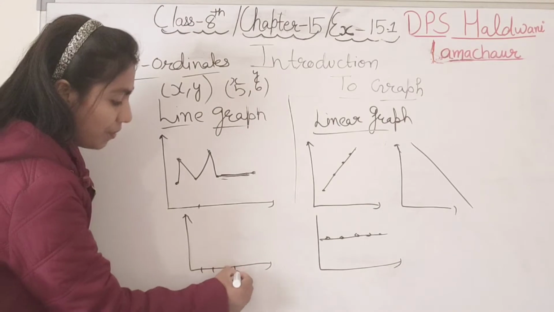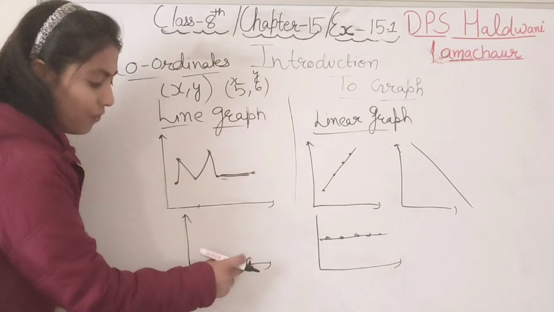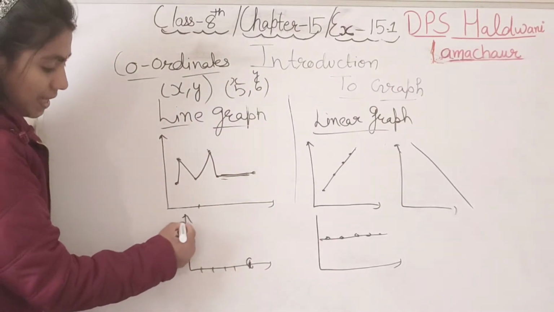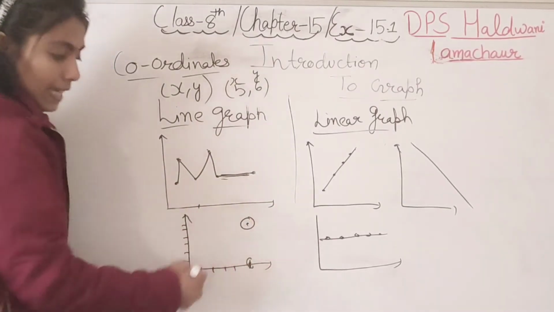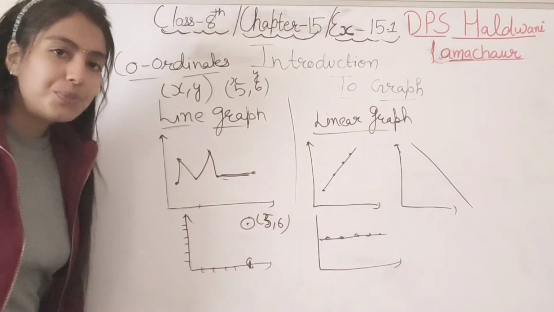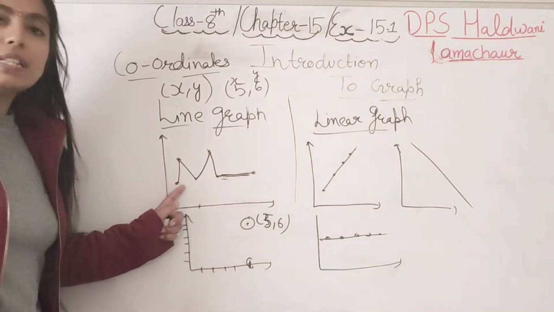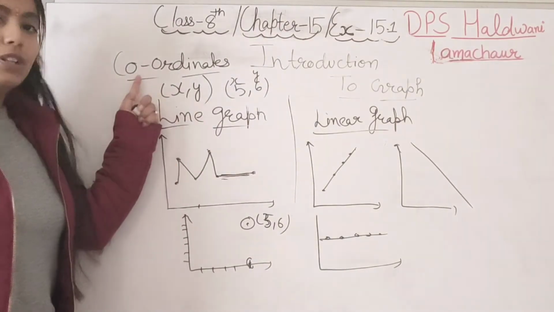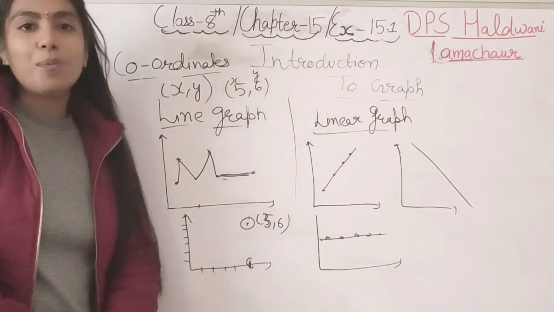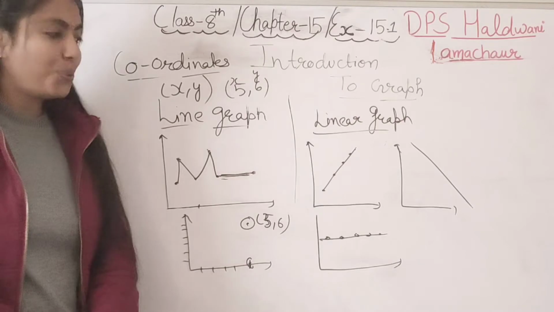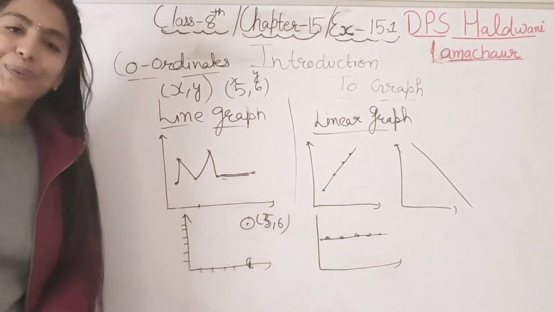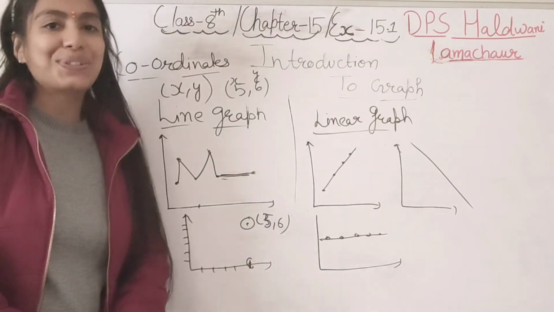Suppose 1, 2, 3, 4, 5. So here from 5 till 6. So 1, 2, 3, 4, 5, 6. From 5 till 6 the point will be here. So it is 5 and 6. Right student? Got how these points are formed with the help of coordinates, and coordinates means x and y axis. Right student? So this is all about the introduction. I hope you understood what is a line graph, what is a linear graph, and how these points are formed. Okay? So let's start the exercise questions.